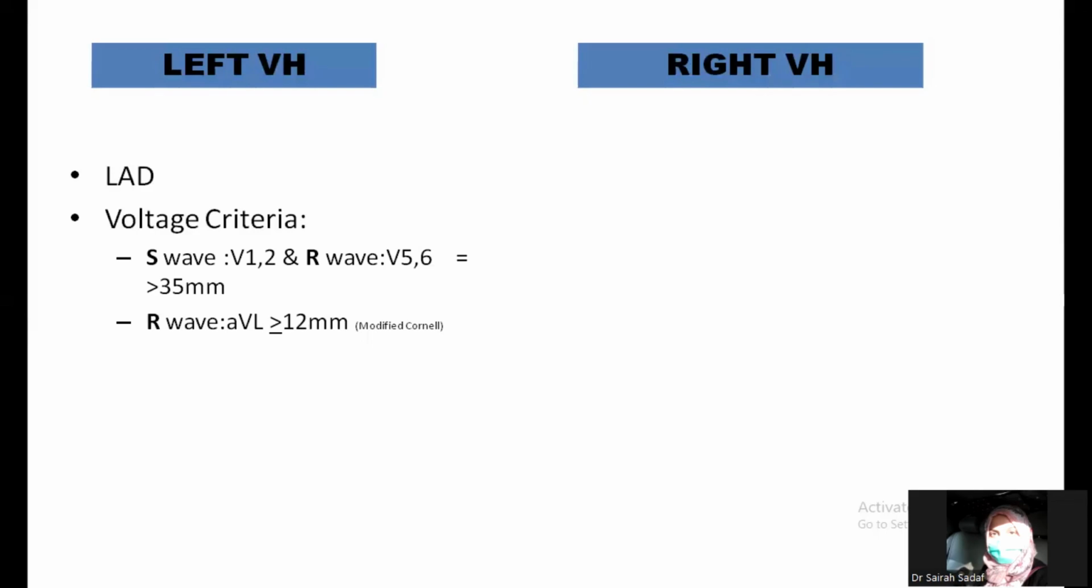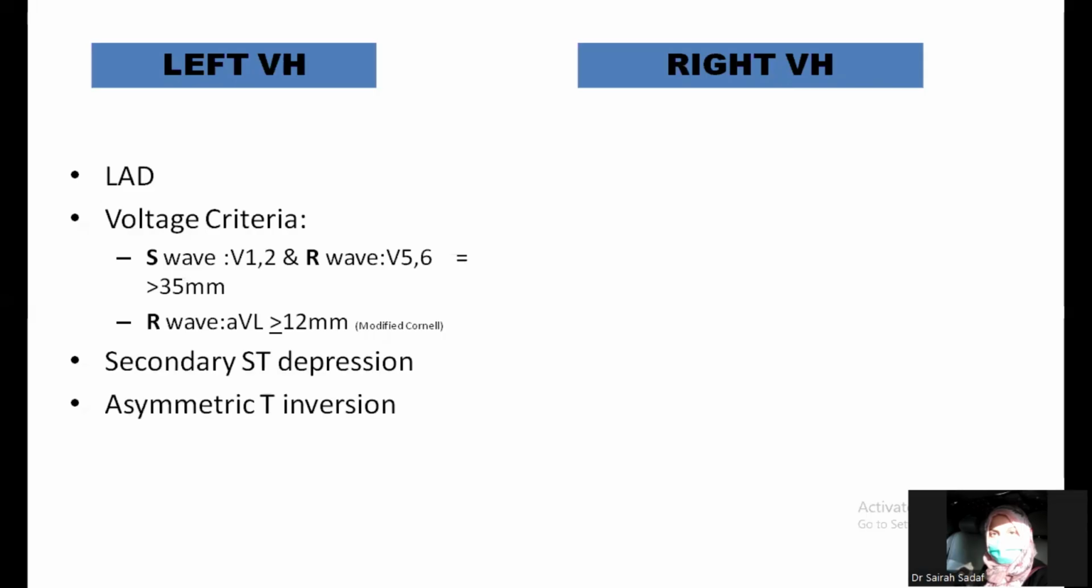There may be left axis deviation, or the S wave and R wave combined should be more than 35, or an individual R wave may be more than 12 mm in AVL. There may be associated secondary ST depression, further strengthening your diagnosis. There may be asymmetrical T wave inversion, further strengthening your criteria. These are most frequently seen with hypertensive patients.